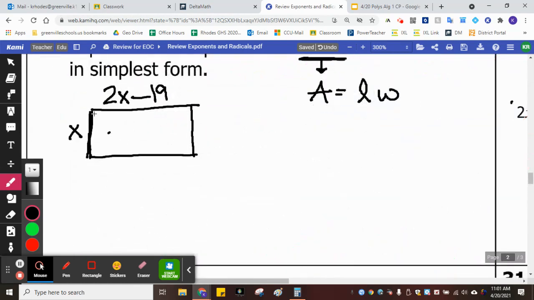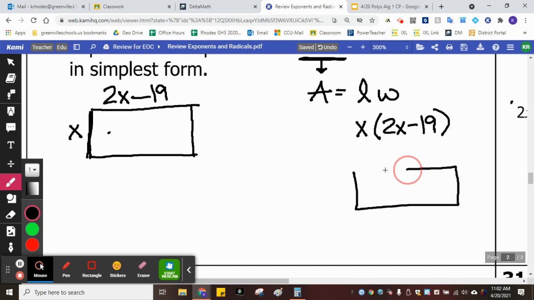So our width is x and our length is 2x minus 19. And it says simplest form, so we have to multiply those out. You can do the box method just like we did above, or you can just distribute, whatever you think is easier. X times 2x is 2x squared. X times negative 19 is negative 19x.